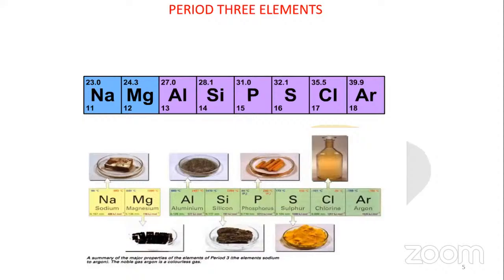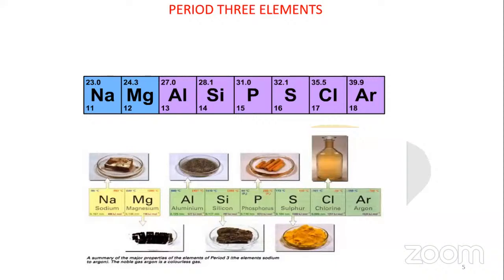To look at the trend in the periodicity, we are going to look at the period 3 elements. Period 3 starts with the filling of the 3s orbital and ends with the filling of the 3p orbitals. The elements in period 3 are sodium, magnesium, aluminum, silicon, phosphorus, sulfur, chlorine, and argon. Argon is an inert gas, a 3p6 element, and so has a reluctance to react. So most of the time we are going to concentrate on the trend between sodium and chlorine.